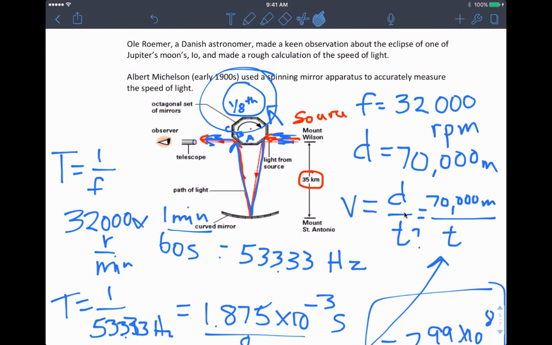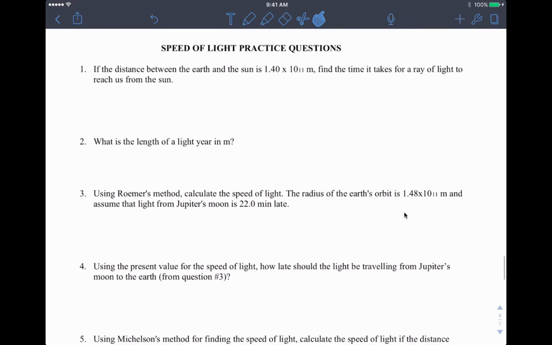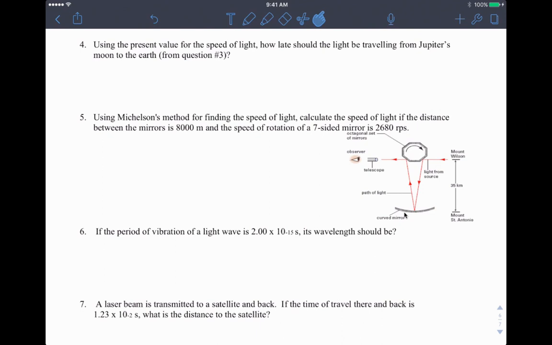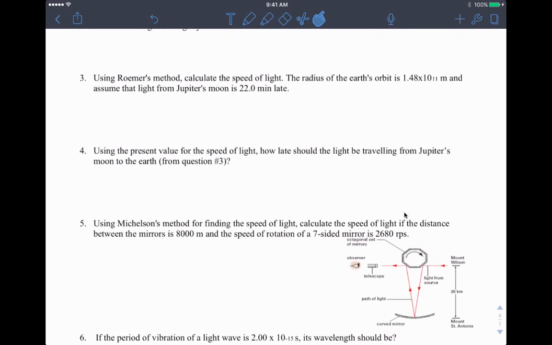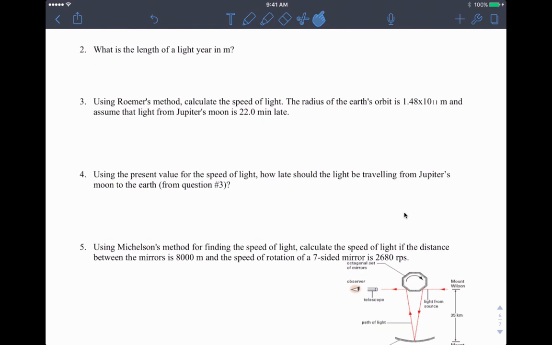But I think you could handle calculating the speed of light. So these are the questions here that I'll let you work on. And I will post a short video that shows Ole Romer's method, because it's actually highlighted here in question number 3. And hopefully that helps you get started. So you can work on those questions, and I'll have some more stuff coming. Thanks.